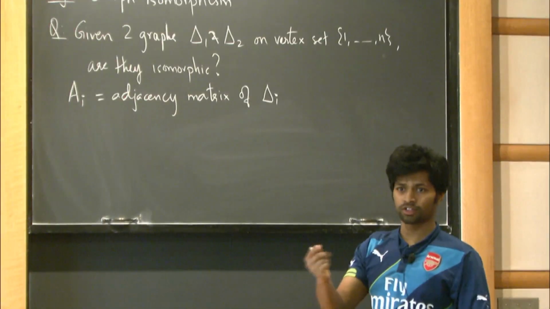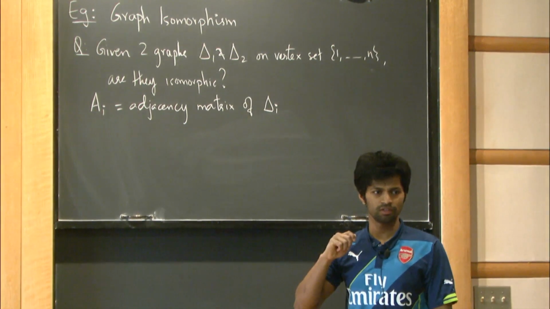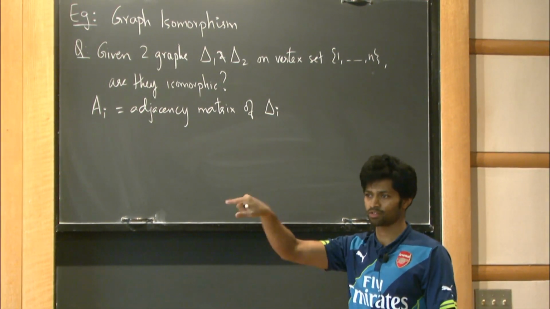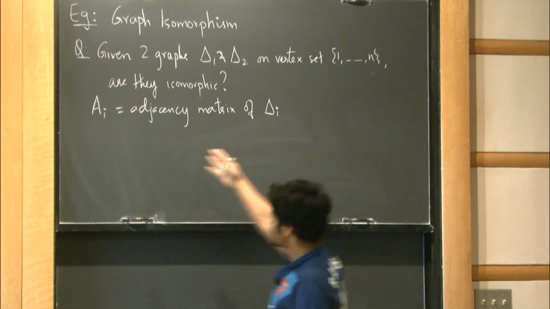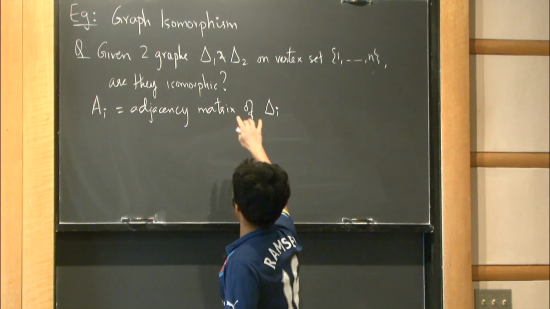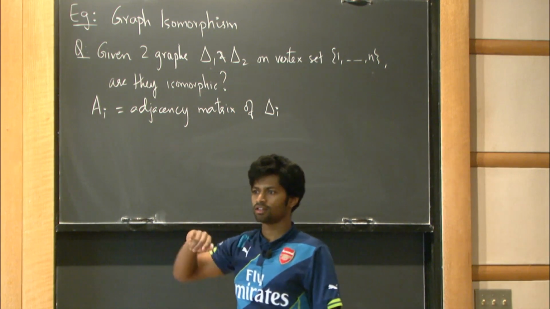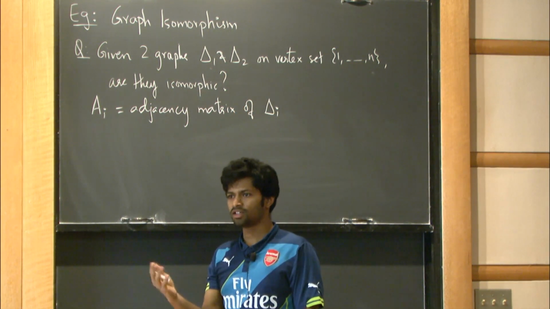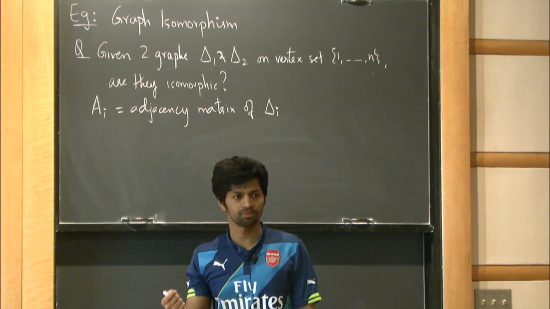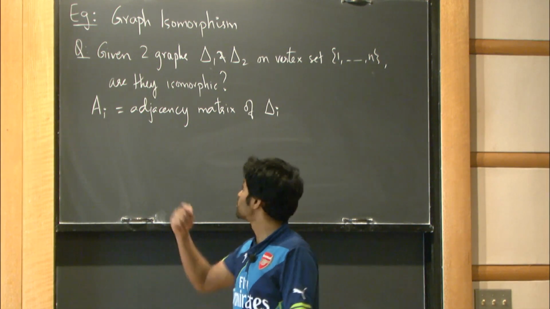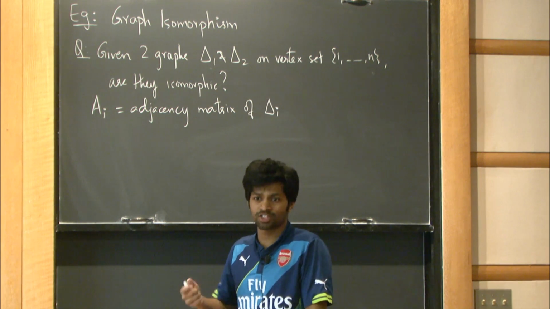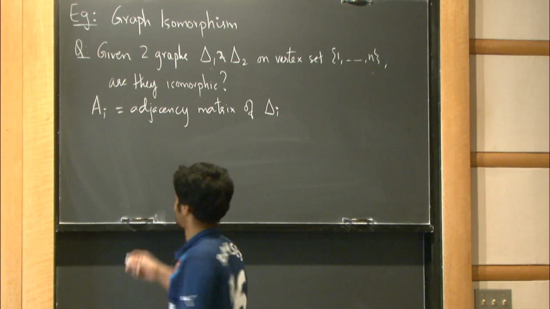So given any graph, you have an adjacency matrix associated with it, where you put a 1 in the ijth spot if there's an edge between i and j. Now you can write down the adjacency matrices, and if these two graphs are isomorphic, then I claim that the adjacency matrices are related by conjugation by a permutation matrix. You see what permuting the vertices does to an adjacency matrix? It conjugates it by a permutation matrix.